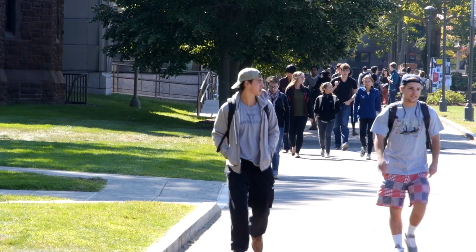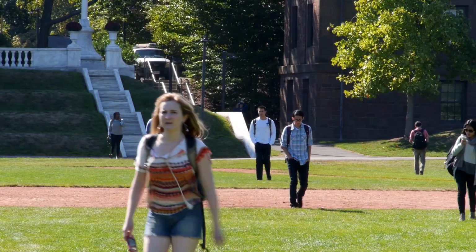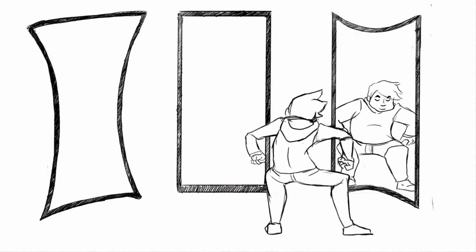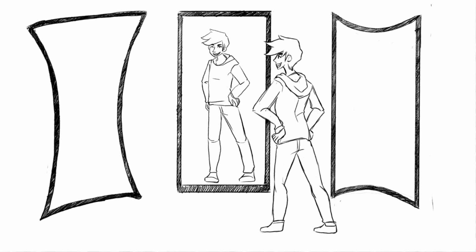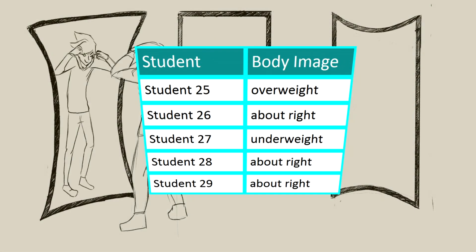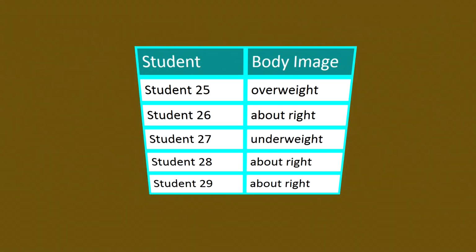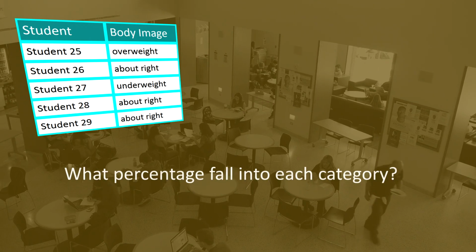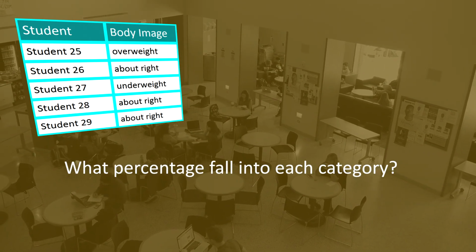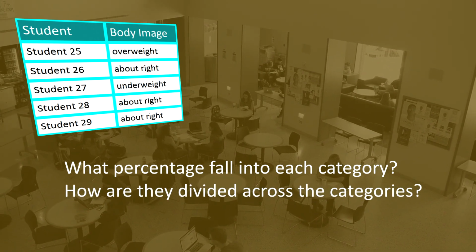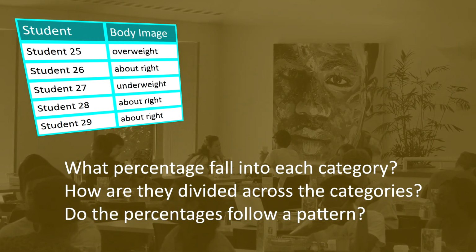Here's an example. A random sample of 1,200 U.S. college students were asked the following questions as part of a larger survey. What's your perception of your own body? Do you feel that you're overweight, just about right, or underweight? This table shows part of the data, 5 of the 1,200 observations. Information that would be interesting to get from this data includes what percentage of the sample students fall into each category. Or, how are students divided across the 3 body type image categories? Are they equally divided? If not, do the percentages follow some kind of pattern?